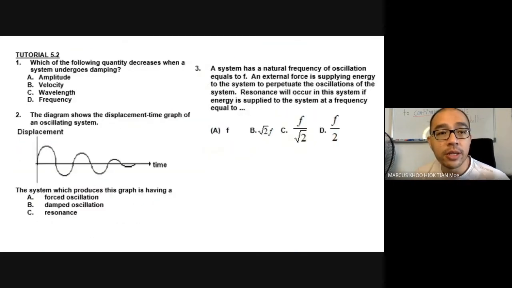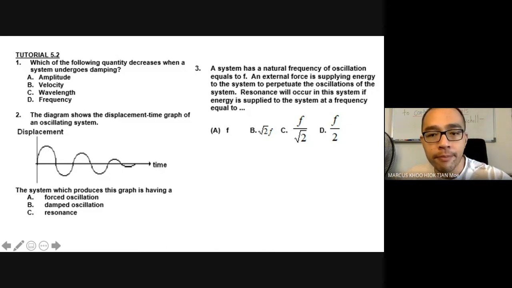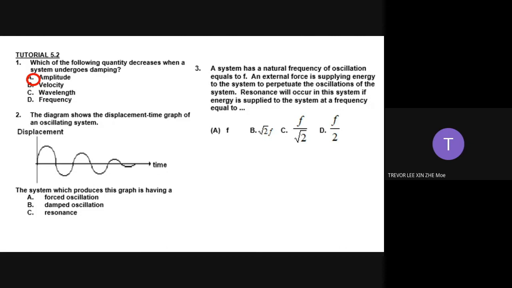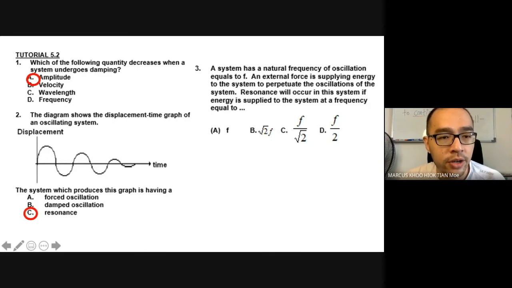Okay, let's talk about this. Can we just quickly go through this? Which of the following quantities decreases when a system undergoes damping? Vian? A. Okay, A for amplitude. Good. Secondly, Trevor, the system which produces this graph is having a damped oscillation. Oh yeah, you're right. I don't know why it marks C over here. Okay, sorry, it's definitely B.